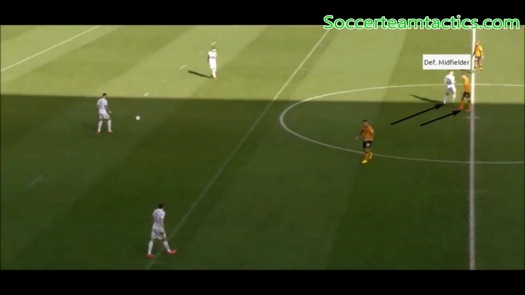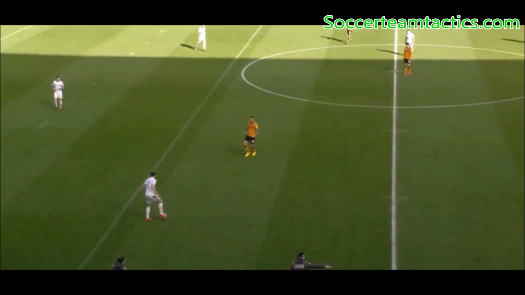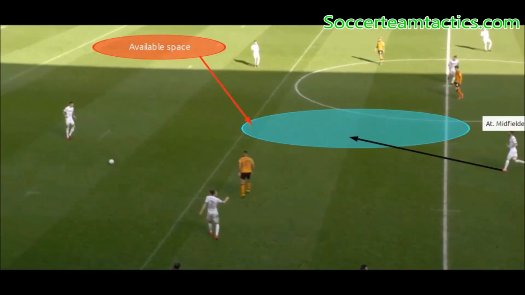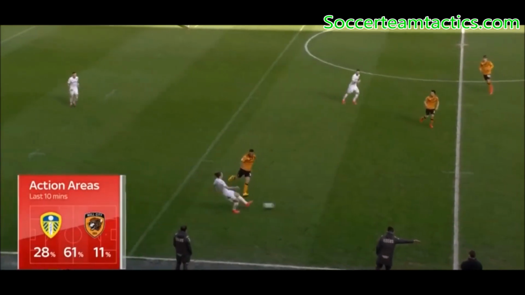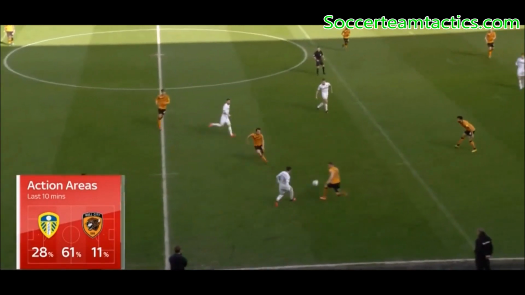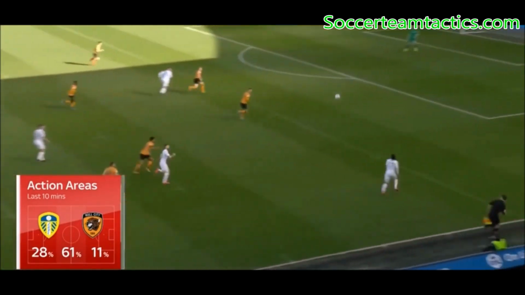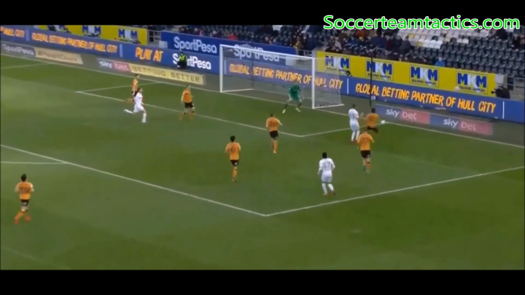And in this final example there is a rotation and then a switching of positions. The defensive midfielder again, Phillips, moves away from the ball. Space is created for the attacking midfielder who drops back to exploit the available space. And then Phillips moves to the position of the attacking midfielder and finds available space between the lines to receive and move the ball further forward, and Leeds players are able to enter the opposition's box.